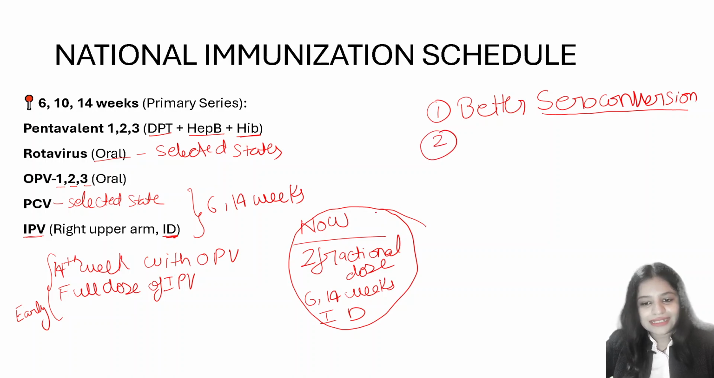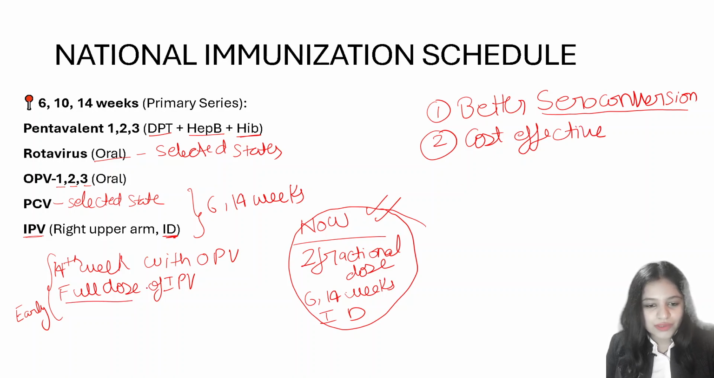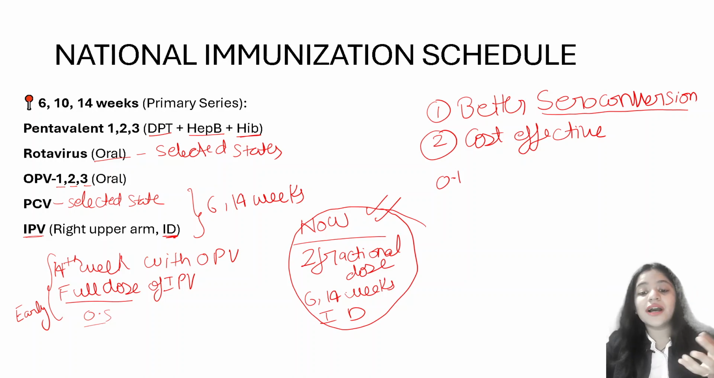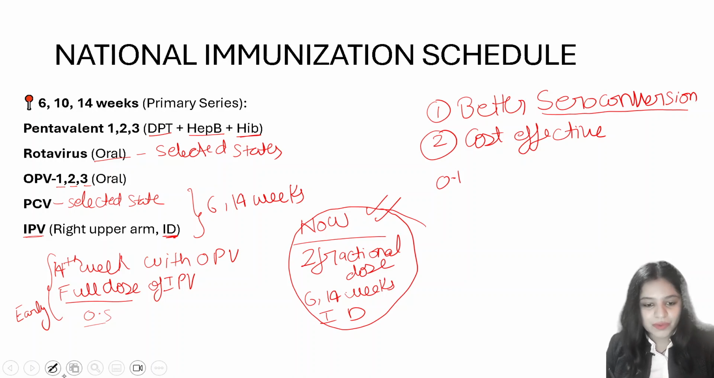Second, this present regimen was more cost effective. Why? See, the full dose was around 0.5 ml, so it is a lot, but if you are dividing it into 0.1 ml, what will happen? You are dividing it, you are reducing the amount of vaccine to be produced. So it is more cost effective and cost friendly.